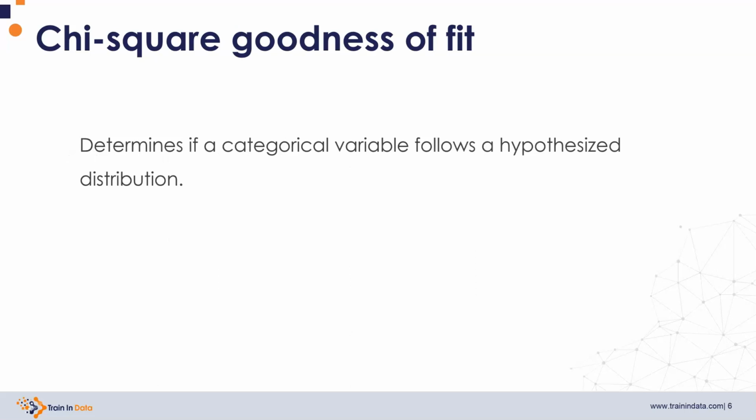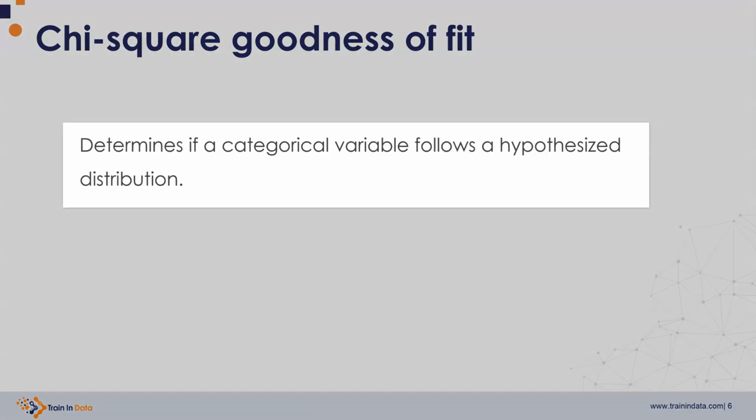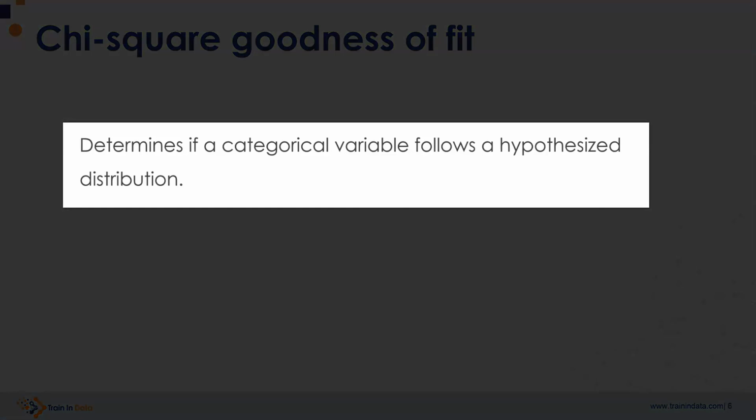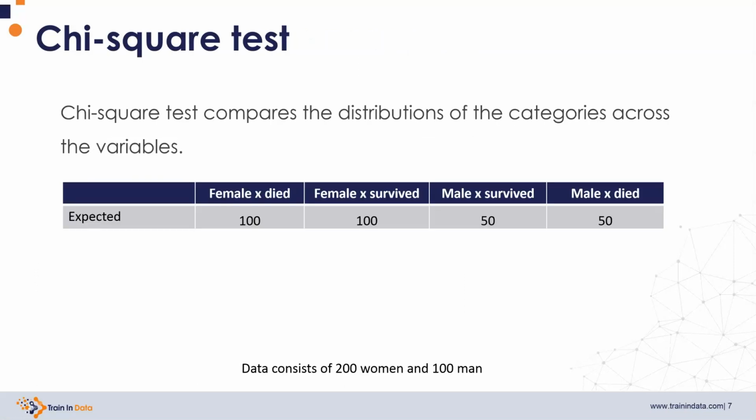But I'm going to start explaining how we use chi-square for the goodness of fit because I think it's easier to understand what this test is doing. So using chi-square to assess the goodness of fit is to determine if a categorical variable follows a hypothesized distribution. For example, I'm thinking again in the Titanic dataset where I have females and males and I want to determine if they survived. If gender had absolutely no effect on survival, and say I have a dataset with 200 women and 100 men, I would expect that half of the women survived and half of the men survived.